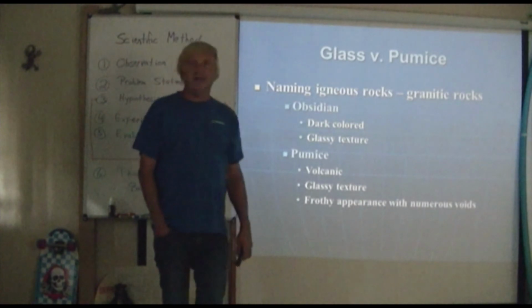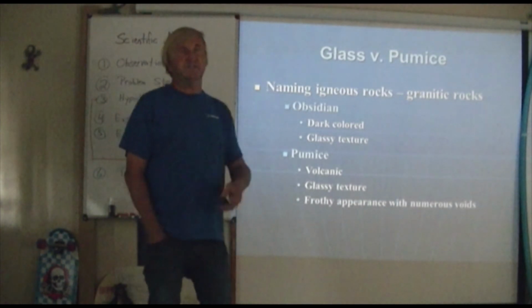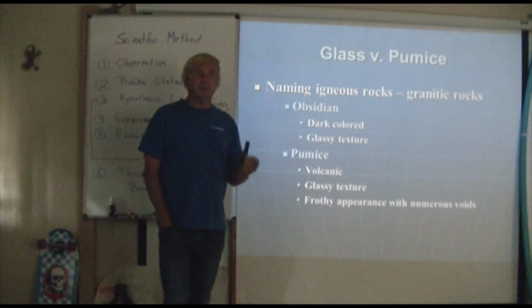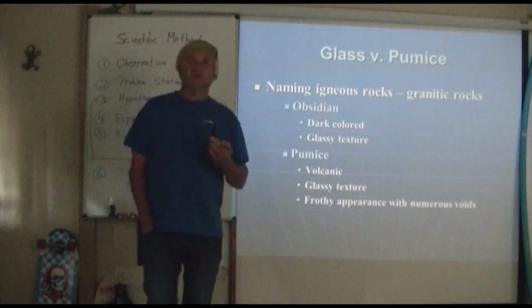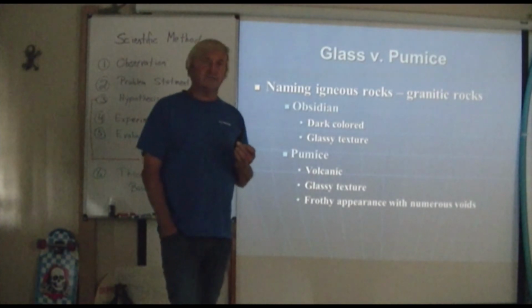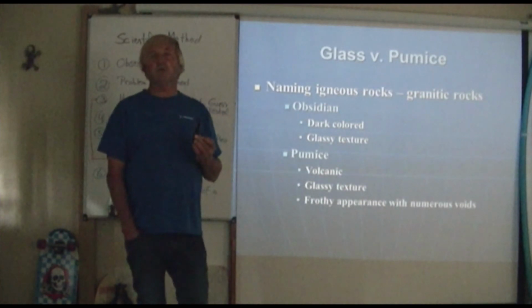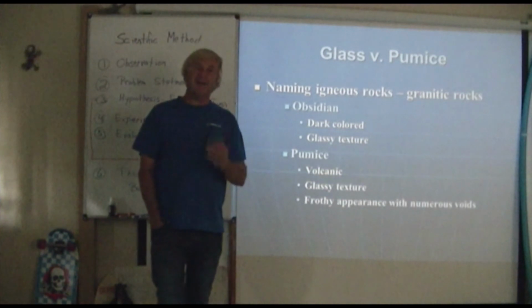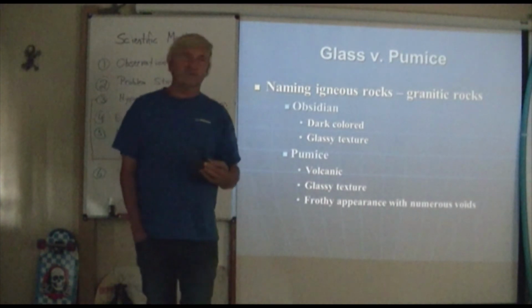And then glassy versus pumice. Both pumice and obsidian are essentially the same rock. The difference between the two is this. Obsidian didn't have a lot of volatiles. It did not have a lot of gases in it. So it's very dark colored. It's glassy. The composition is mostly quartz, but the reason it's dark in color is just enough iron got in there to make it dark.